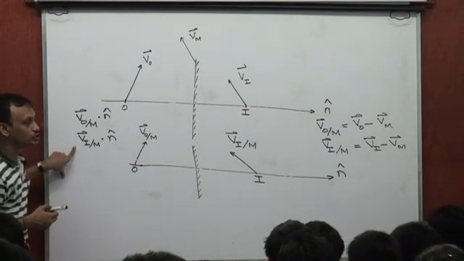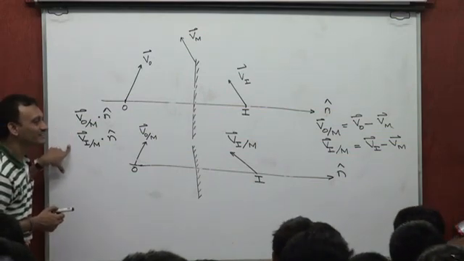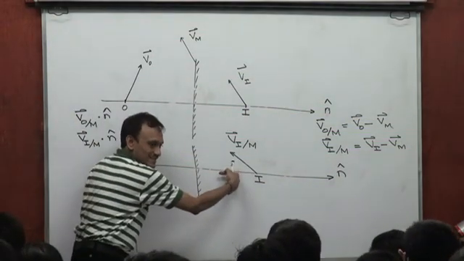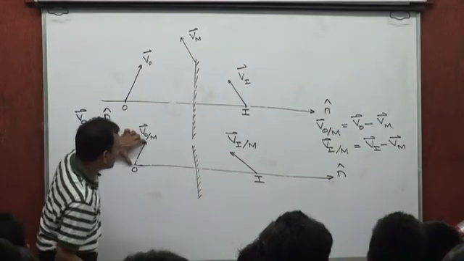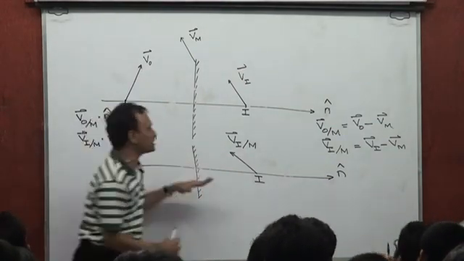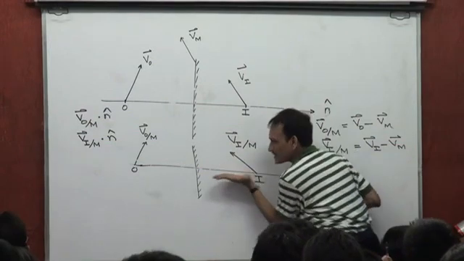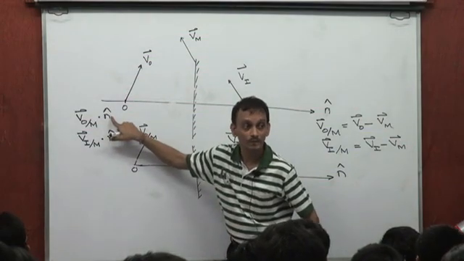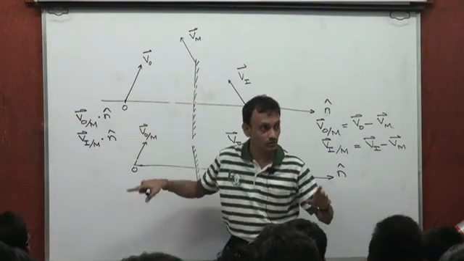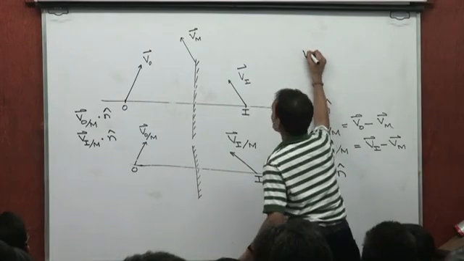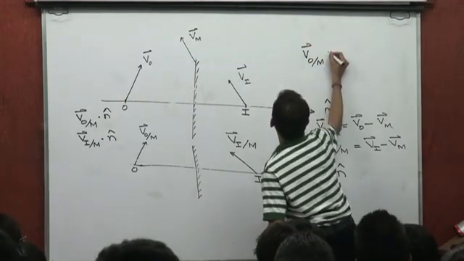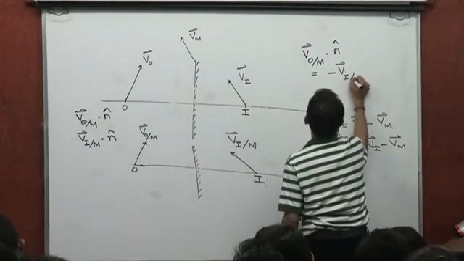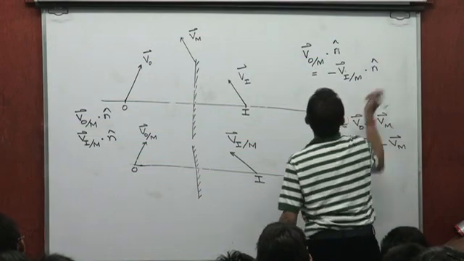Do you realize they should be negative of each other? They should be negative of each other, because while the object goes like this, the image goes like this. The component of this is in the positive n cap direction, whereas the component of this is in the negative n cap direction. So these must be negative of each other. That means the velocity of the object with respect to the mirror dot n cap must be the negative of the velocity of the image with respect to the mirror in the n cap direction.